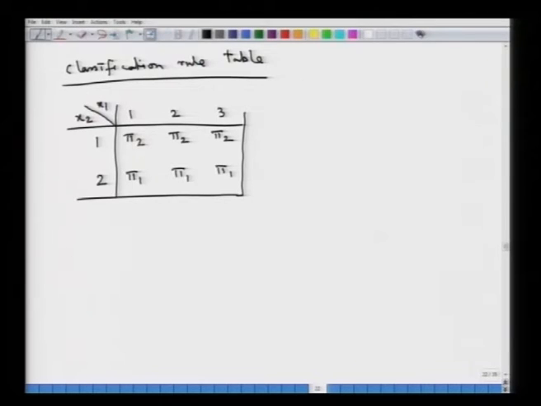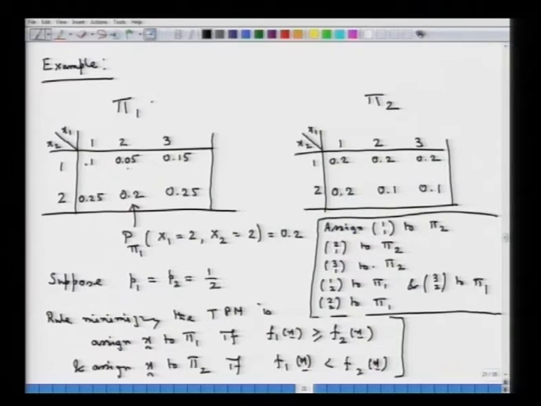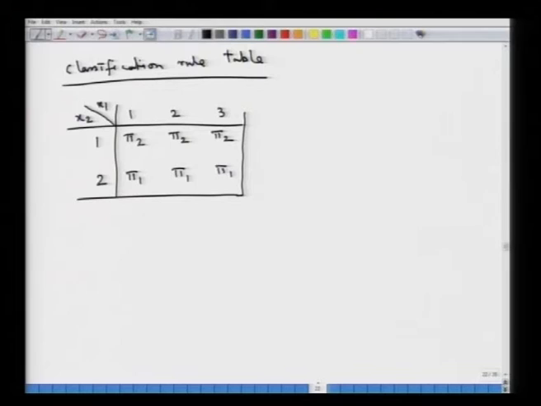Now, if a new observation comes, looking at what value it takes on the two random variables x1 and x2, we will assign it according to this particular table. Given this table, note that there is always a possibility of misclassification. If an observation is observed to be 1 2, we assign it to pi 1. However, there is a positive probability that 1 2 does occur in the second population. So, there are chances of misclassification, which are given by this P1 given 2.